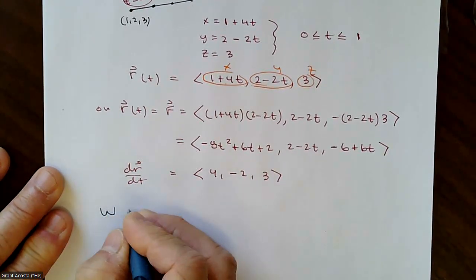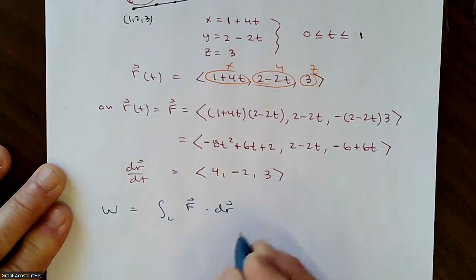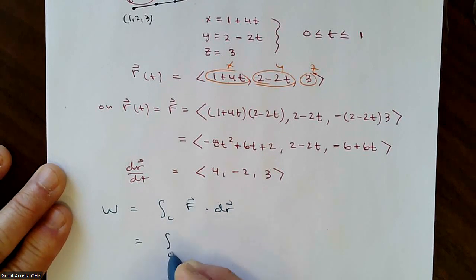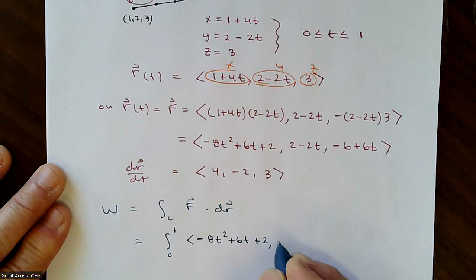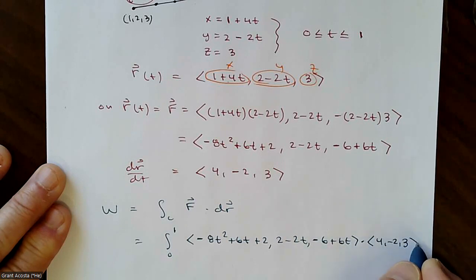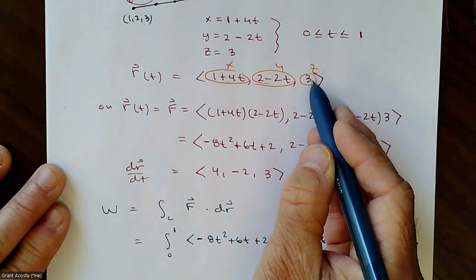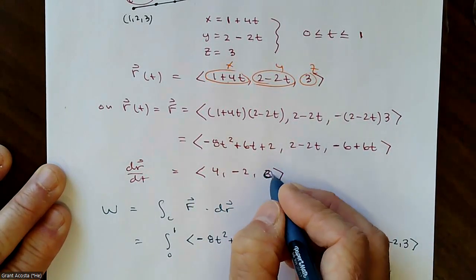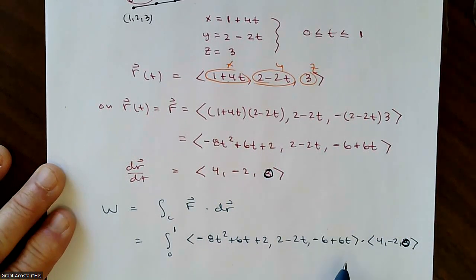So work is the line integral of f dotted with dr. Our parameterization is going from 0 to 1, so I need to dot negative 8t squared plus 6t plus 2, 2 minus 2t, negative 6 plus 6t, dotted with 4, negative 2, 3. Oh, wait, whoa. Almost made a big mistake. What is the derivative of 3? That's actually 0, isn't it? So this should be a 0 here. That's actually going to make life a little bit easier.